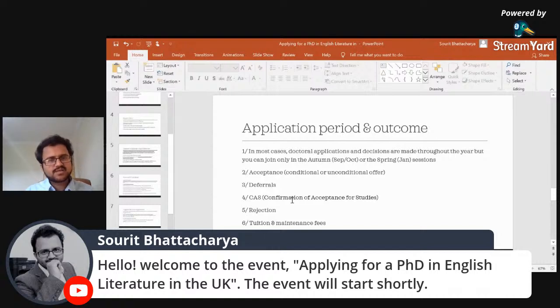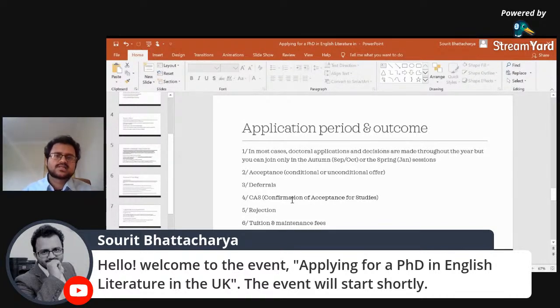So in most cases, doctoral applications and decisions are made throughout the year, but you can join only in the autumn, that is the September-October phase. As I said, September till mid-December is the autumn period, and then from mid-January till maybe the end of March, or the examinations might go on till April, will be the spring session. And then after the examinations, June till September will be the summer session.